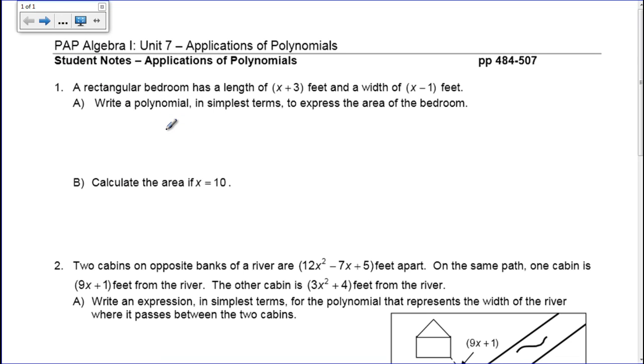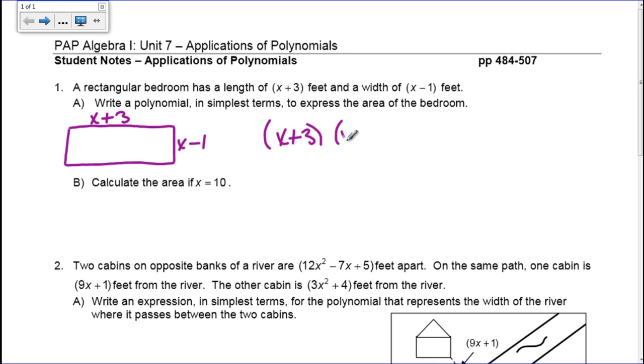So the first one, you got a rectangular bedroom. That tells me I need to draw a picture of a rectangle. It has a length of x plus 3 and a width of x minus 1. We want a polynomial in simplest terms to express the area. Y'all have seen problems like this before today. Area of a rectangle is length times width.